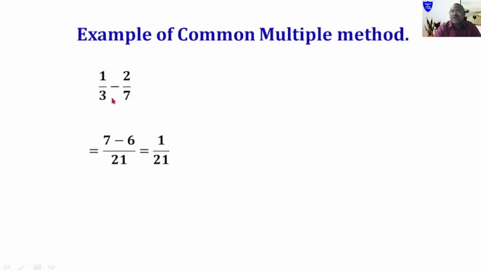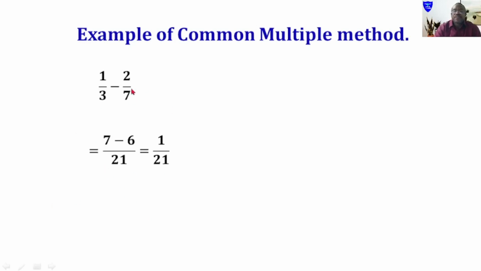You've got a third, 2/7 taken away from a third. That is 1/3 subtract 2/7. Now, what we have to do here, guys, is we need to find the common multiple. This is not the lowest common multiple. It doesn't matter whether you find the lowest common multiple or not. What matters is just a common multiple, because after you've finished finding the answer, you can simply cancel the fraction down or simplify the fraction.